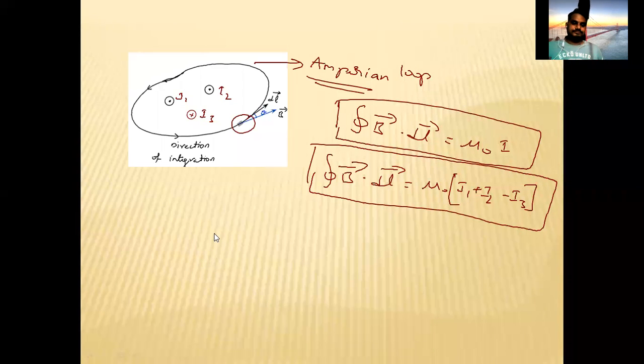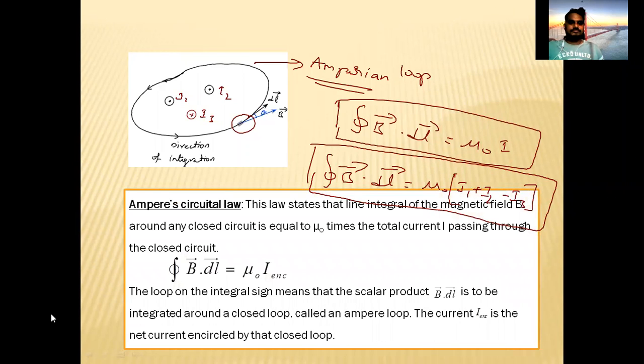This law states that the line integral of the magnetic field B around any closed circuit is equal to mu naught times the total current I passing through the closed circuit. The formula which we drew is the same here. The loop on the integral sign means that the scalar product B dot dl is to be integrated around a closed loop called an Ampere loop. And the current I enclosed is the net current encircled by the closed loop. So this is what Ampere's circuital law means.